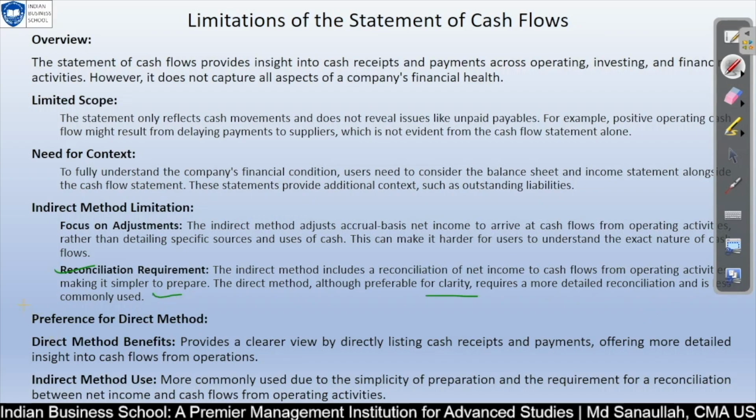Preference for direct method. So what does it mean? The direct method's benefit is that it provides a clearer view by directly listing cash receipts and payments, offering more detailed insight into the cash flow from operations. As I told you at that time, they list all the cash inflow and cash outflow related items in the operating activity, showing where your cash has come from and where your cash is going out. Indirect methods are actually more commonly used, due to their simplicity of preparation and the requirement for reconciliation between net income and cash flow from operating activity. So this is why indirect methods are more preferable.